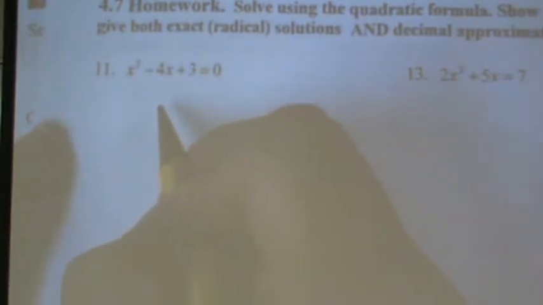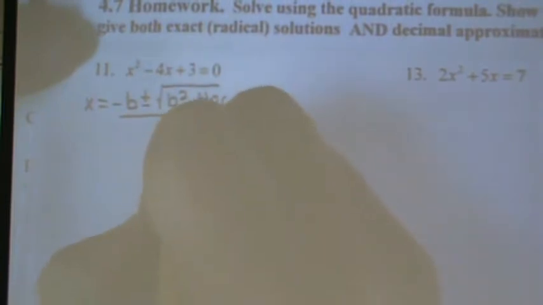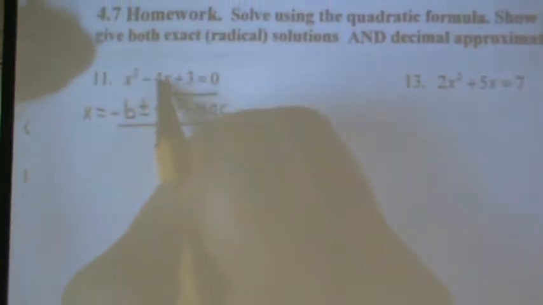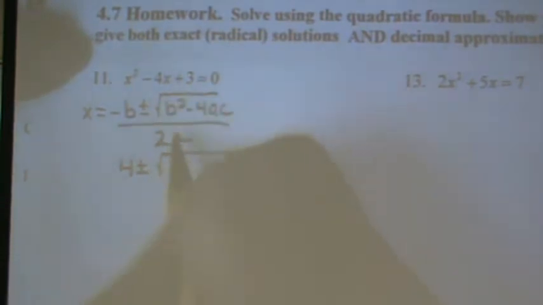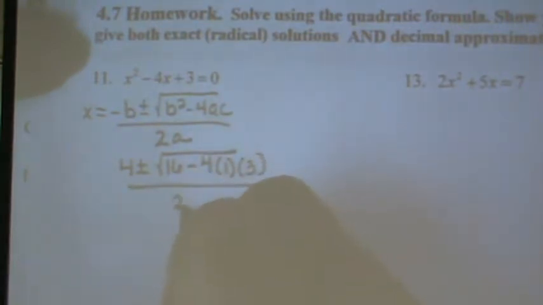So what you want to do is make sure your equation is in standard form, which it is. And the formula is the opposite of b plus or minus the square root of b squared minus 4ac all over 2a. So we have a negative 4, so it's going to be 4 plus or minus negative 4 squared is 16 minus 4, the a value is 1 and the c value is 3, all over 2 times 1, which is 2.